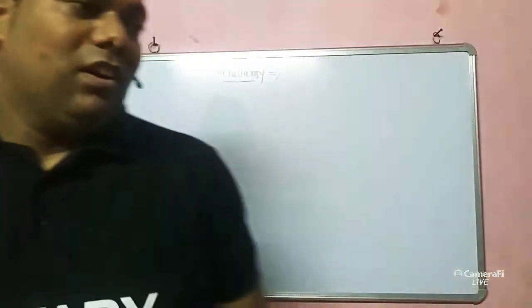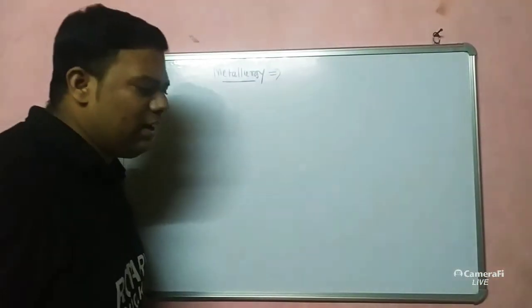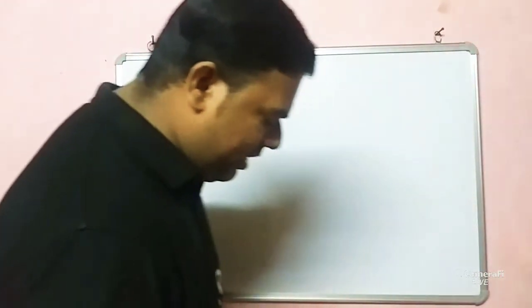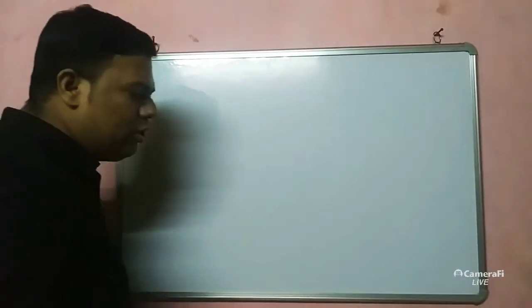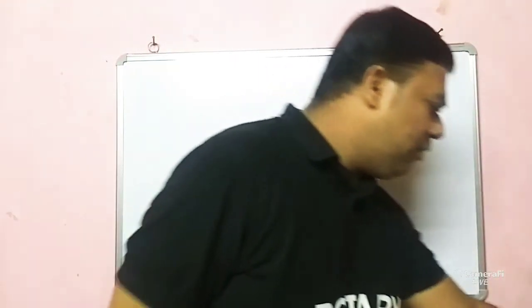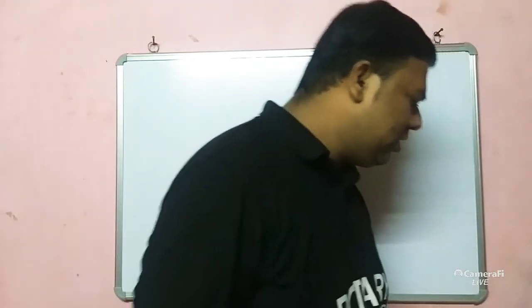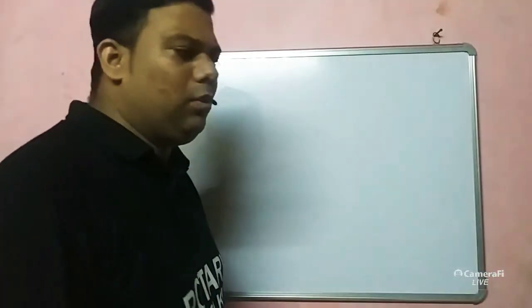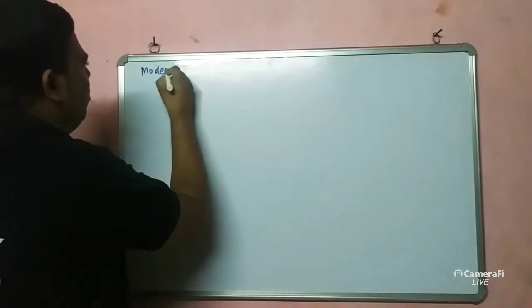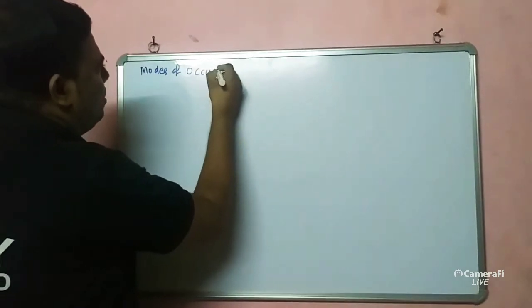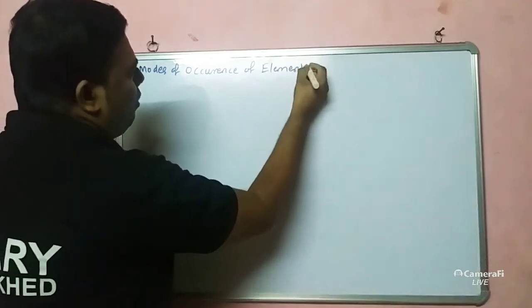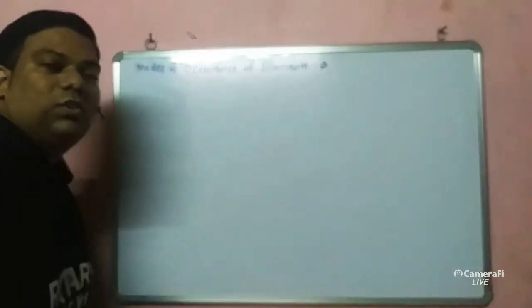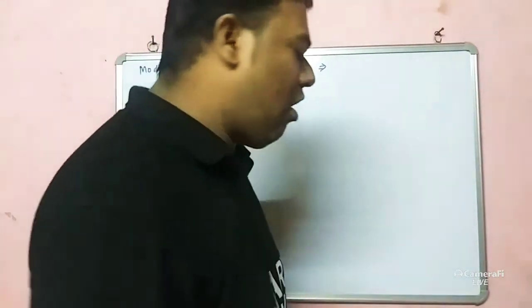So this is our new topic that we are going to start, that is metallurgy, or as I discussed, general principles and processes of isolation of elements. So first we will discuss modes of occurrence of elements. So here, how are these elements found?